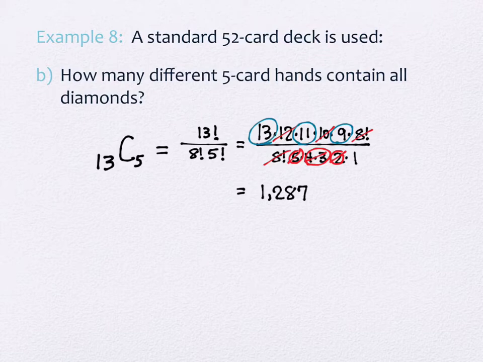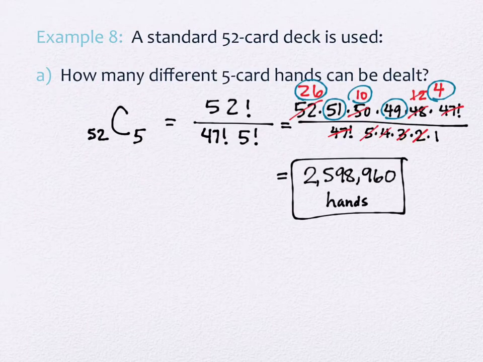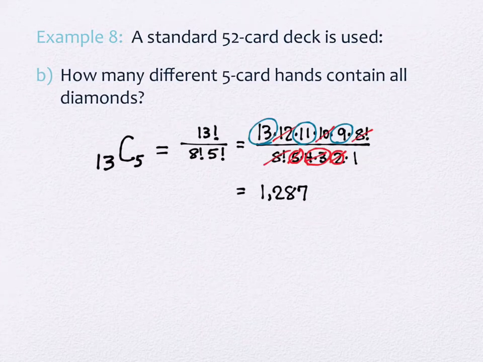1,287, which you probably would have told me before was a big number. But when you compare it to our 2 million number, it is not a big number. I mean, 1,200 hands of cards is a lot of hands of cards, but not when compared to 2,600,000, right? It's just not. So there is a very unlikely chance that you're going to get all diamonds. Okay? All diamonds is called a flush, by the way, when you're playing poker.